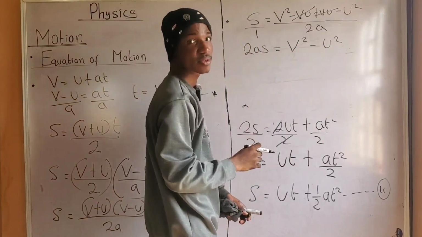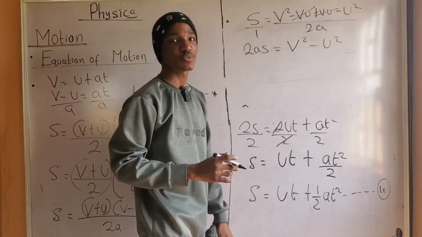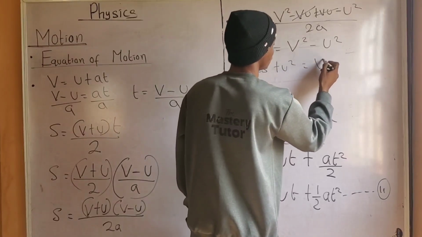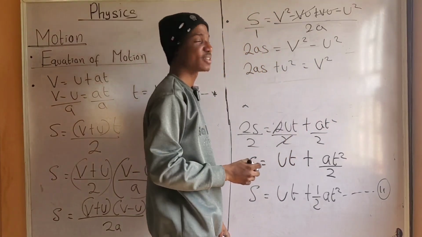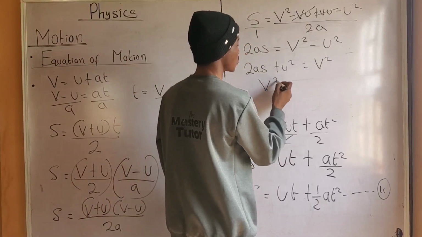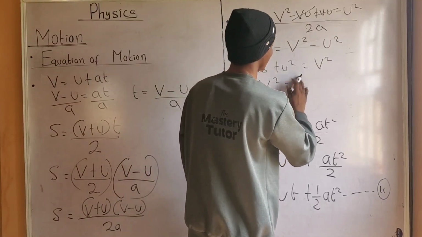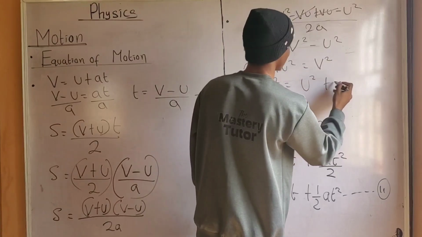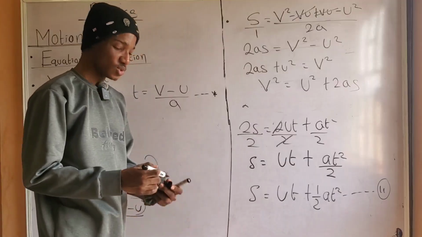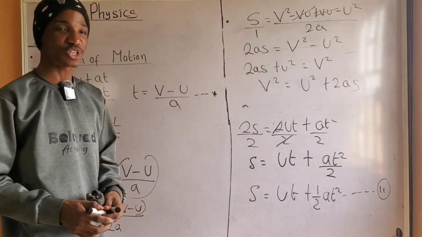Make v squared the subject of the formula. You're going to have 2as plus u squared equals what? v squared. By transposition, you're going to have v squared equals u squared plus 2as. So that is the third equation of motion.